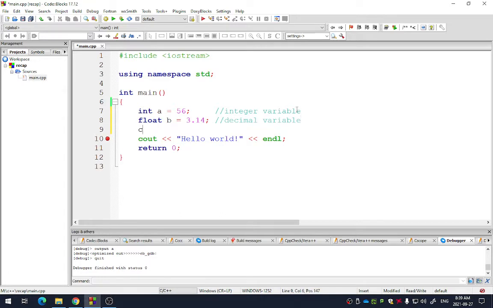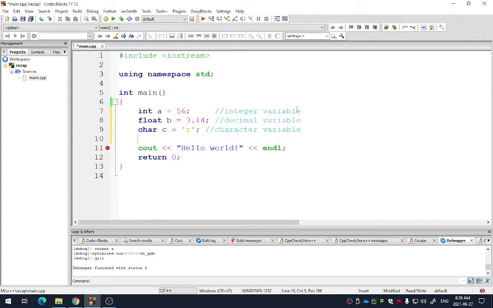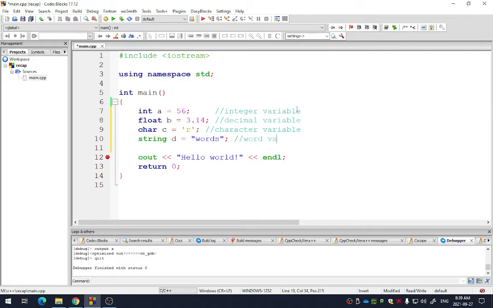The other one we learned was char. That's a character variable. It holds one letter or one symbol from your keyboard. Single quotes. Character variable. Used very rarely. Okay, but it's good to know it in case you see it. And then the string variable as well can hold entire words. Yes, okay. Words. And those have to be in double quotes. Word variable, I guess. Okay, great.